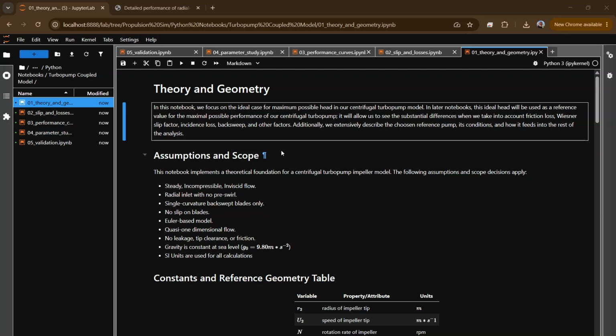So I have these Jupyter notebooks and they document the whole process. So far I just finished up O4 parameter study, so I'm going to go through O1 to O4 to show you what this project is all about.